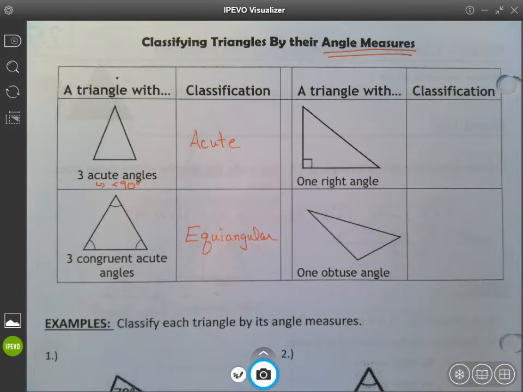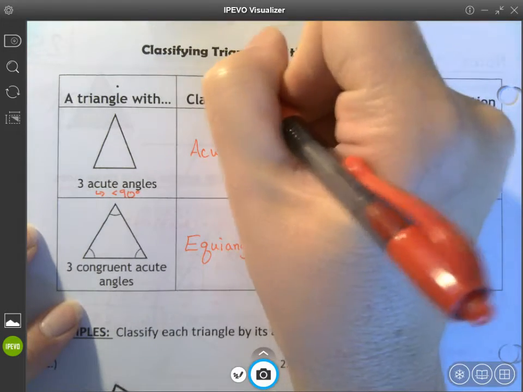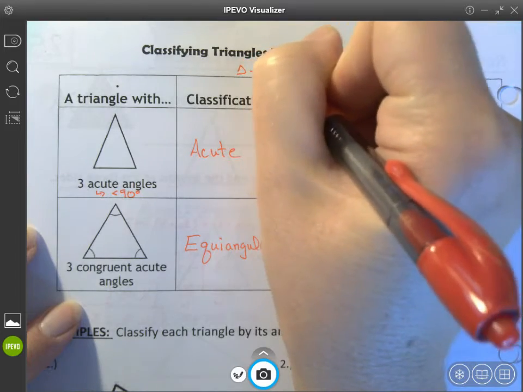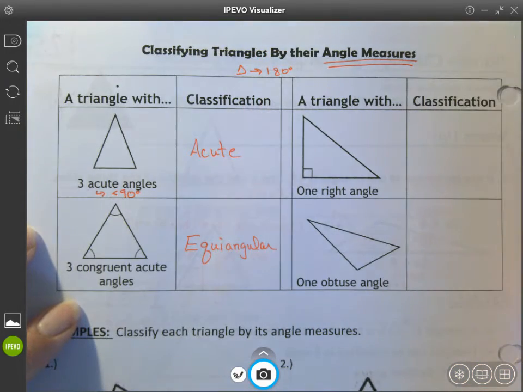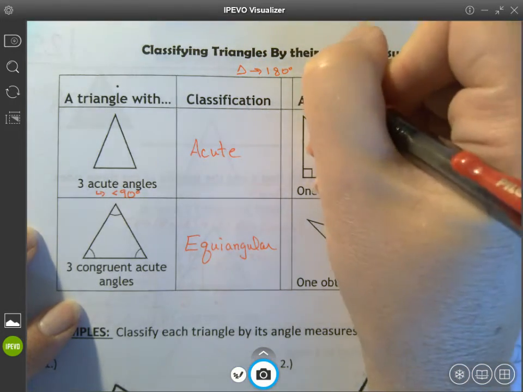Let's do that. Okay, so 180 degrees are in a triangle. So 360 in a square or rectangle. A triangle always has 180 degrees inside of it. Okay, 180 degrees inside.